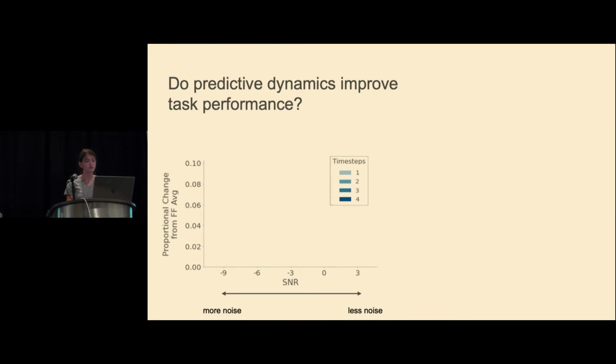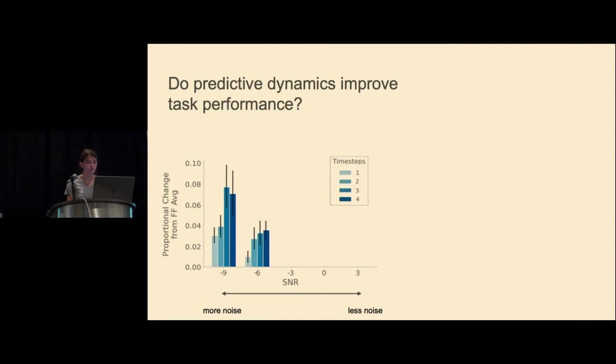So here I'll show word recognition performance. On the x-axis, we have SNR, and on the y-axis, we have the proportional change for the feed-forward average. For each SNR, I'll plot the results across 4 time steps of predictive dynamics. And one thing to keep in mind is the feed-forward network is already performing at high levels on this task. So here's the result for -9 dB after the first time step, second, third, and fourth. We see that for -9 dB, the performance is increasing up to time step 3, and we can now ask, what about the other SNRs?